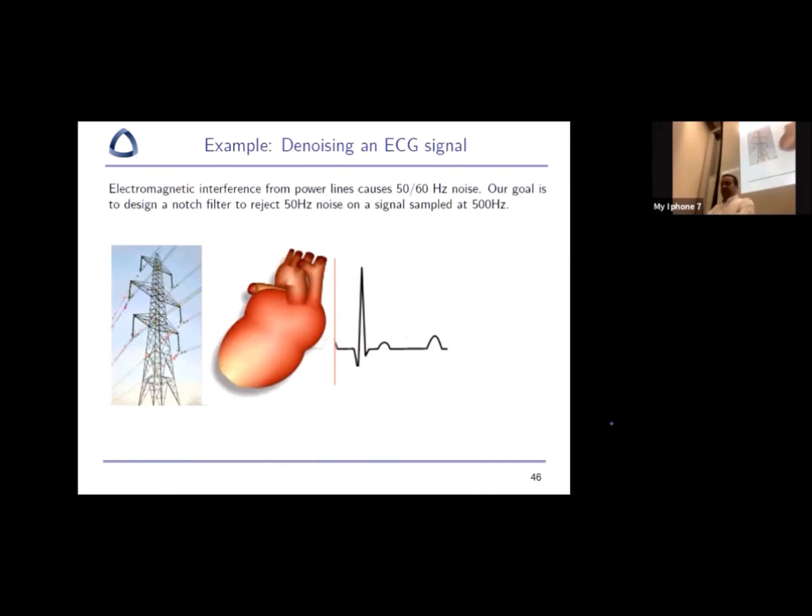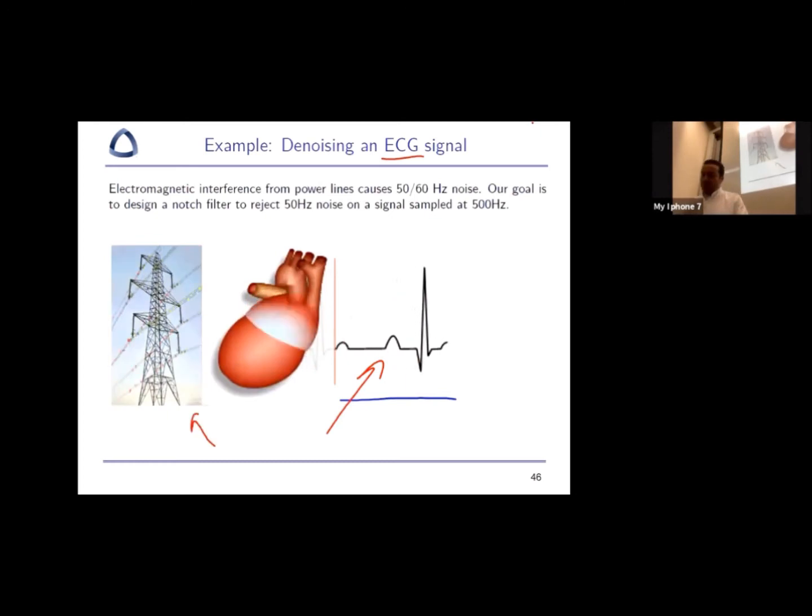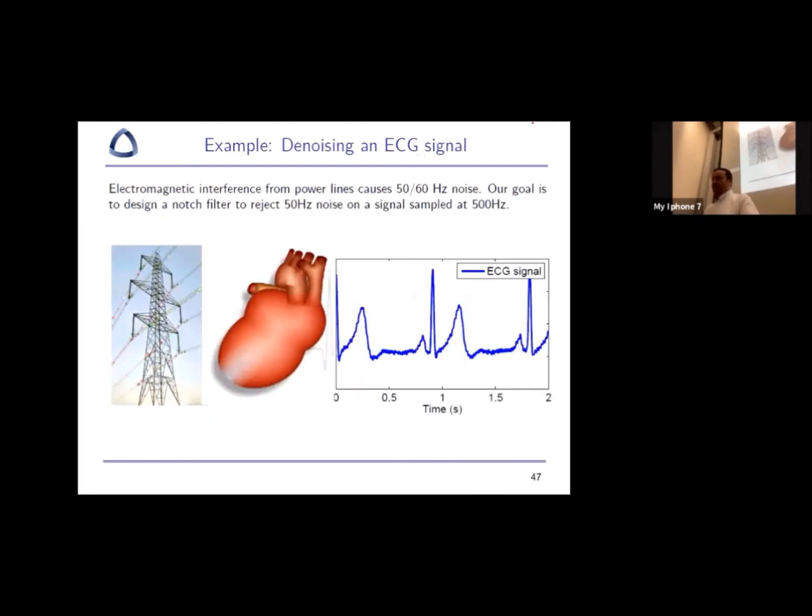So we have electromagnetic interference from the power lines that causes 50 or 60 hertz noise in an ECG signal. The signal that we are expecting should be a very clean signal with no noise. But because we are working in an area where there is some electromagnetic interference coming from power lines, that makes the signal look like this. And you can see there is noise here.